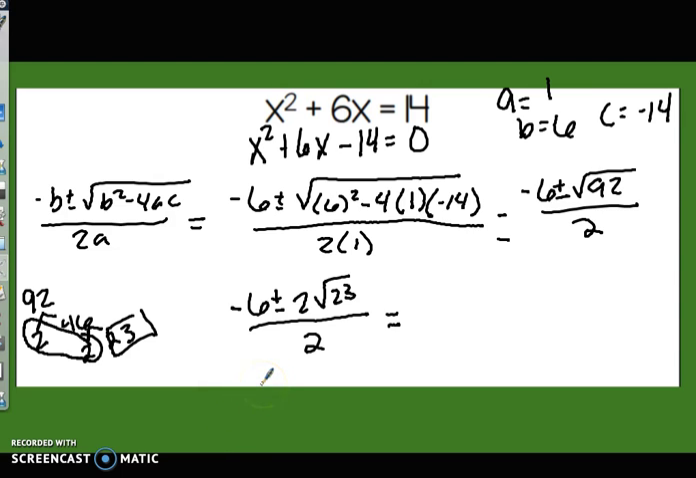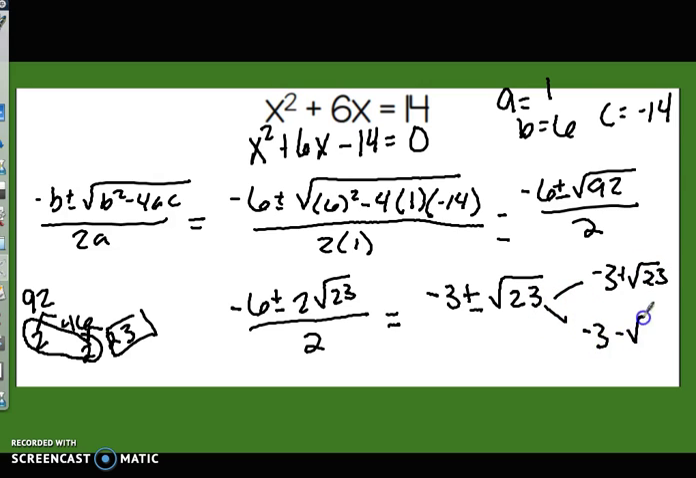Can I simplify that further? I don't think so. Can't you divide 6 by 2 and 2 by 2? So negative 6 divided by 2 is what? Negative 3 plus or minus the square root of 23. So negative 3 plus the square root of 23 would be one answer, and negative 3 minus the square root of 23 would be your other answer.